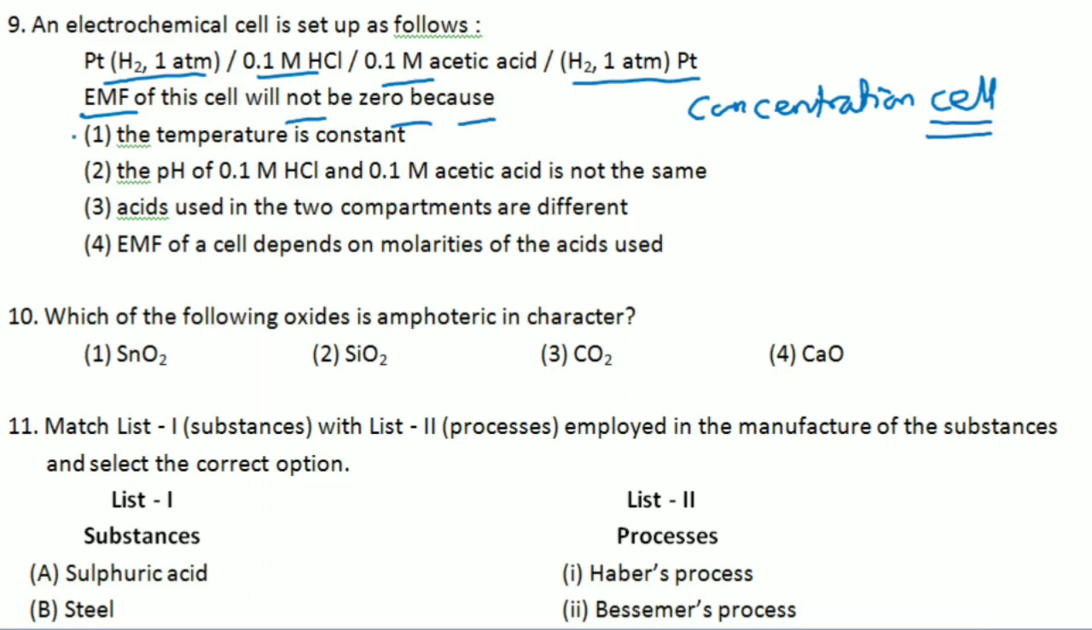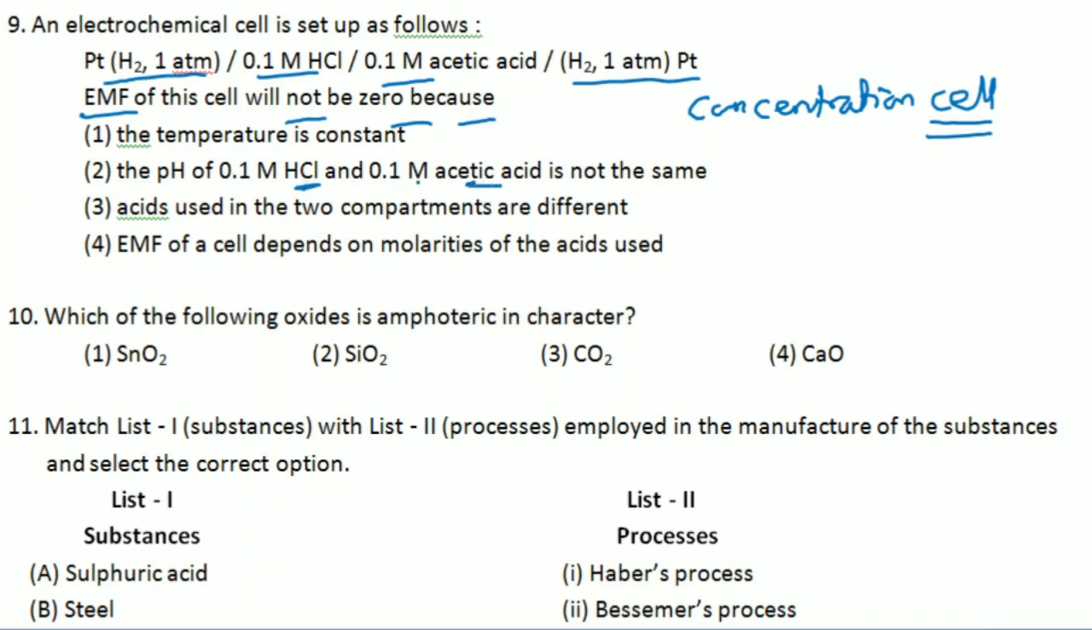See, temperature is constant. Definitely it is not related to that. Acids used in the two compartments are different. This is also not related. EMF of a cell depends on molarities of the acids. So in both cases we are going to use the acid only. But the thing is, remember, the pH of 0.1 M HCl and 0.1 M acetic acid is not the same. Because of that it will not be 0. Because HCl is strong, acetic acid is weak.